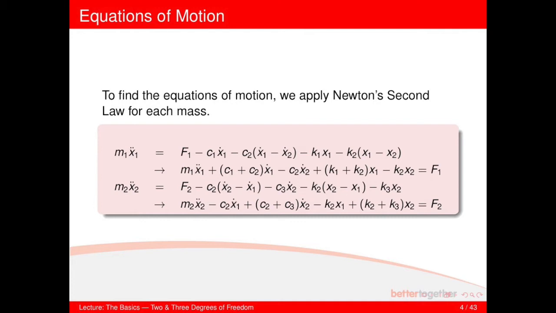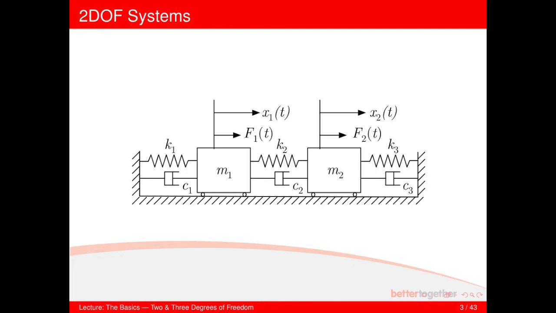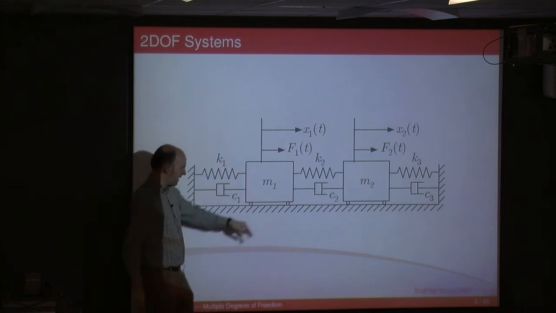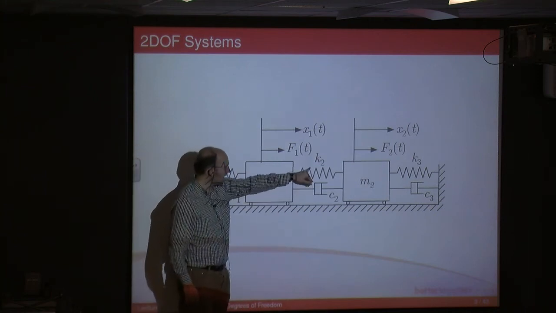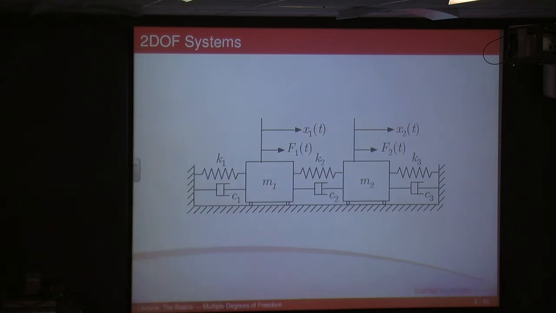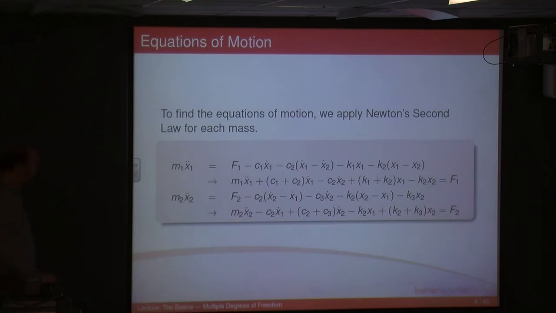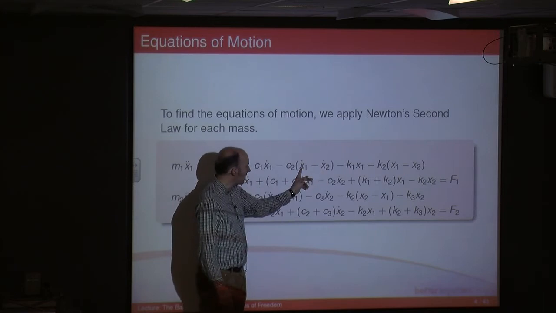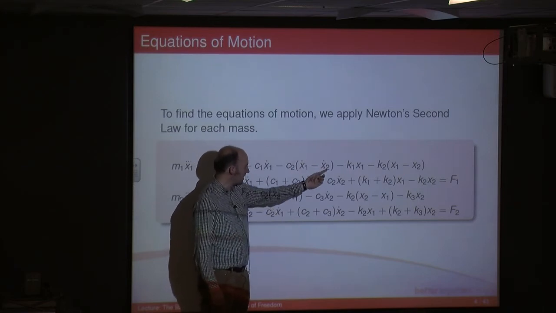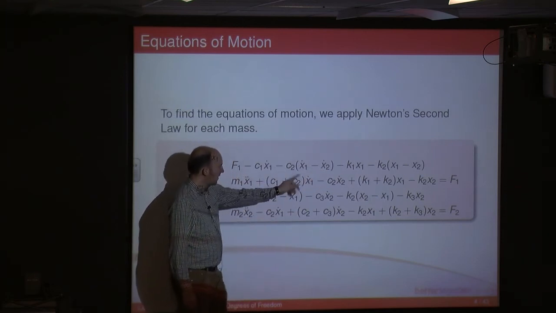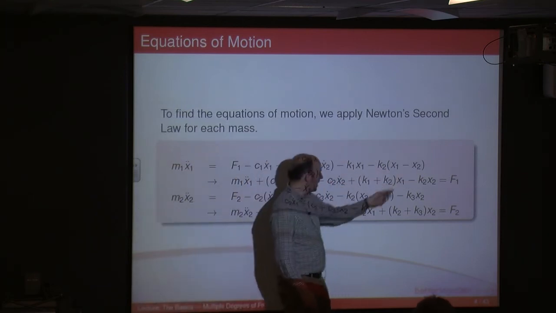If I go back to the picture, you can see that C2 is between the two masses, and we know that the damping force and the spring force of K2 are based upon the relative velocity for the damper and the relative displacement of the spring. So in these equations, instead of just C2 x1 dot, we've got to take the relative velocity, x1 dot minus x2 dot, multiplied by C2. And over here we've got the same thing with the spring.